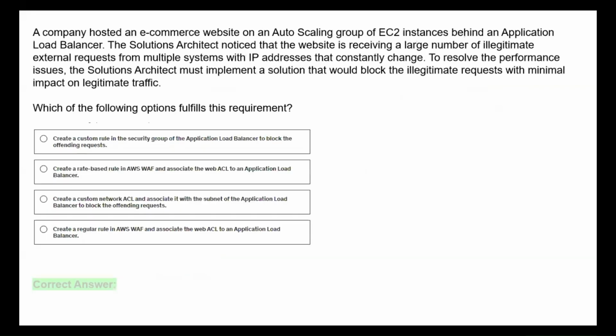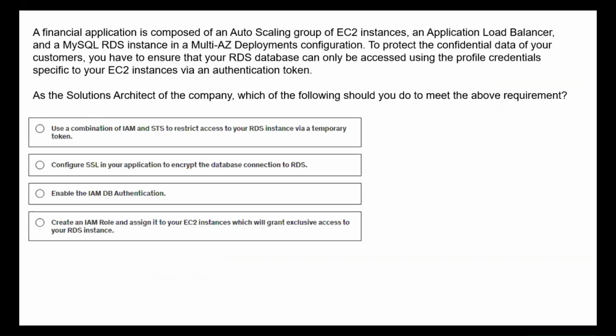Okay, so now let us go into the next question. A financial application is composed of an auto-scaling group of EC2 instances, an application load balancer, and there is a MySQL RDS database also, which is implemented in a multi-AZ configuration. To protect the confidential data of your customers, you have to ensure that the RDS database can be accessed only using the profile credentials specific to the EC2 instances via an authentication token. So which is a service here that will help in achieving all this?